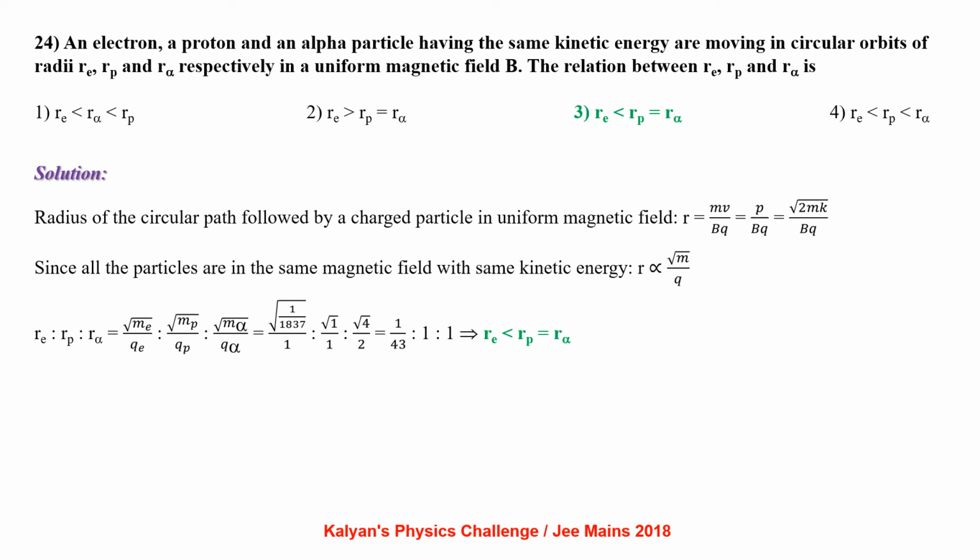Taking the ratio, Re is to Rp is to R alpha equal to root of me by qe, root of mp by qp, root of m alpha by q alpha. Upon substituting the values, we have the ratio to be 1 by 43 is to 1 is to 1, which gives us Re is less than Rp, that is equal to R alpha.